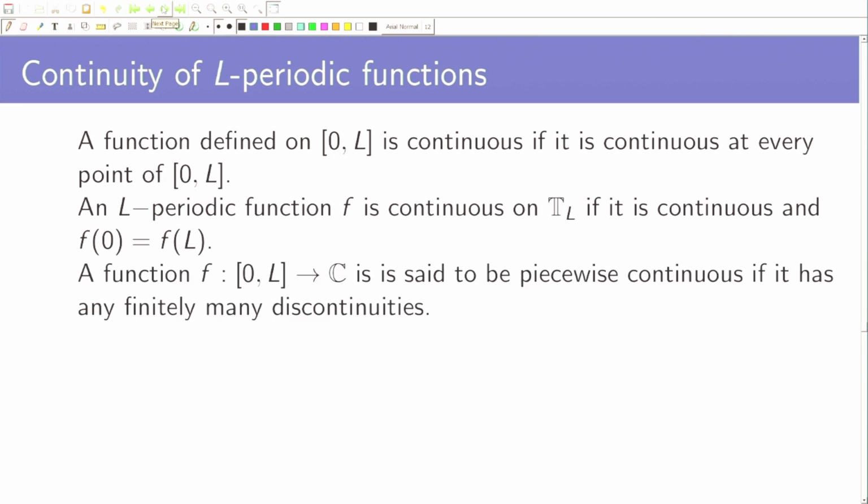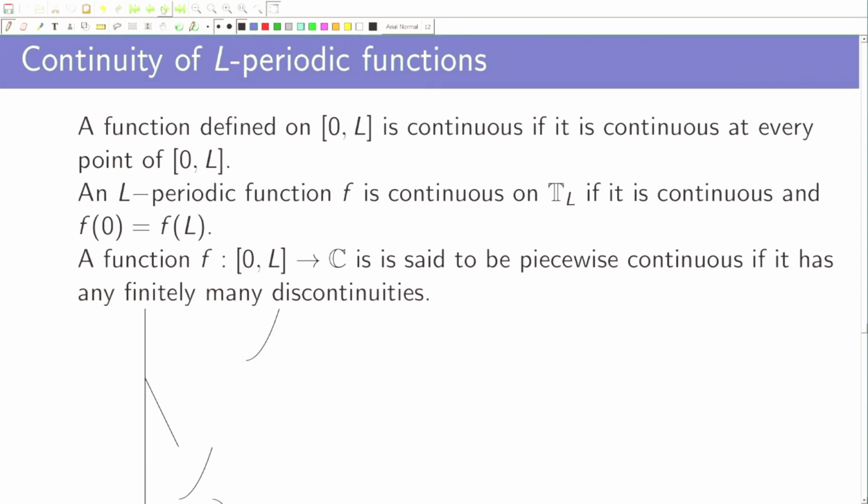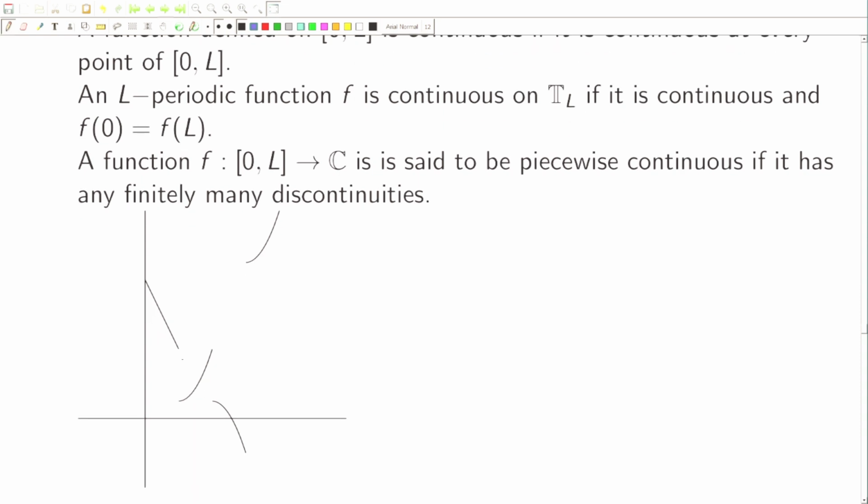Okay. A function from 0 to L to C is said to be piecewise continuous if it has finitely many discontinuities. So, this is a picture of a piecewise continuous function. You can see that at this point it has a discontinuity, at this point it has a discontinuity, and at this point too. If I take this as my L, then you cut and paste like this. So now it has finitely many discontinuities.